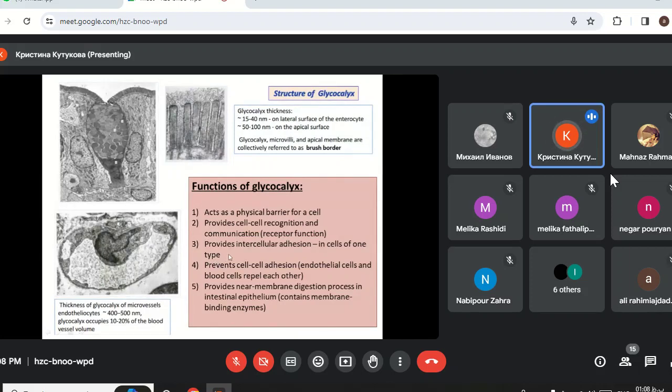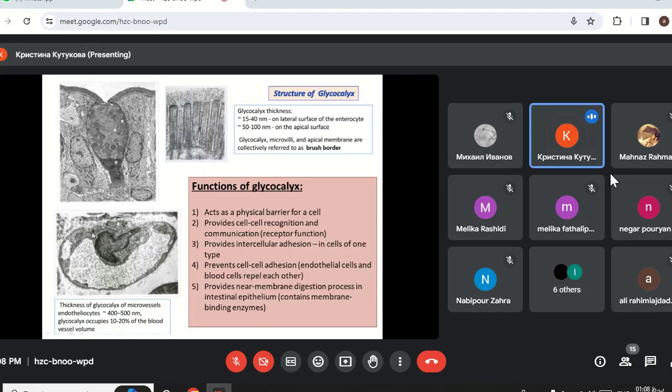Next, glycocalyx provides the intercellular adhesion in the cells of one type. So if two cells recognize themselves as the cells of the same type, then they can decide to make the contacts, adhesion junctions between each other with also the help of glycocalyx. In some cases, the glycocalyx prevents cell-to-cell adhesion.